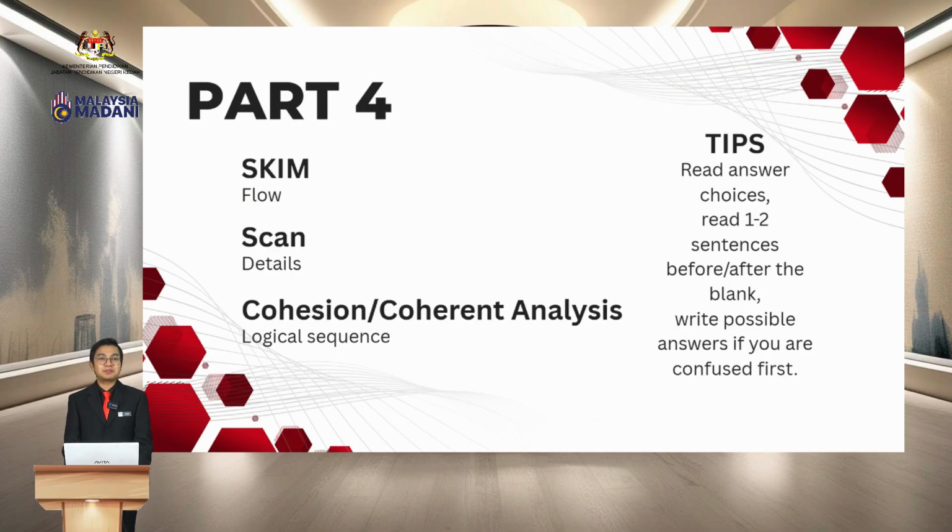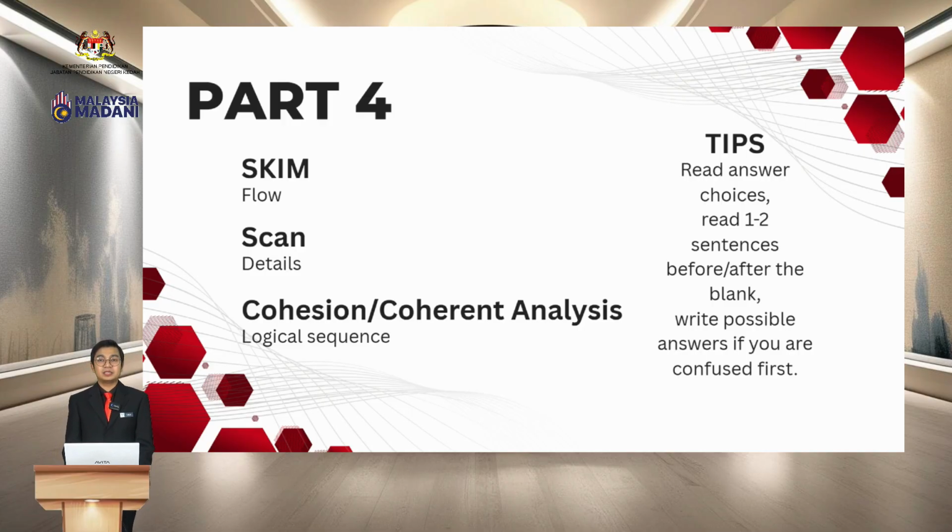Okay everyone, let's look at part 4. In part 4, we will be given a text with 6 missing sentences. However, the answer choices given will have 2 extra sentences that we don't need. The skills that we need in order to answer this type of question: we need to be able to skim for the flow. We need to be able to scan for details, making sure the sentences that we choose to fill the blanks are related to the text before and after the blanks. And we need to be able to analyze the cohesion and coherence, making sure that the sentences that we choose are logically sequenced in the text.